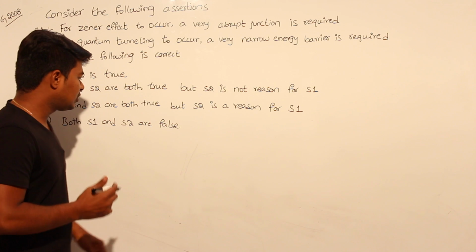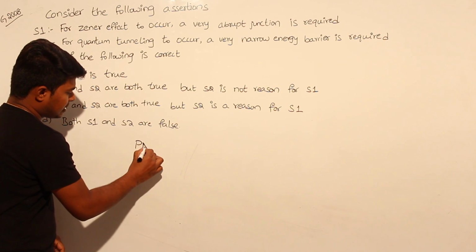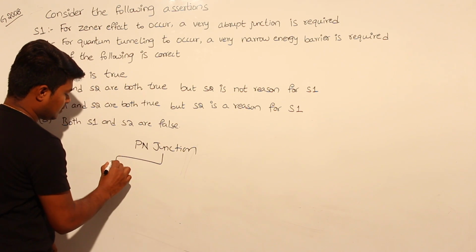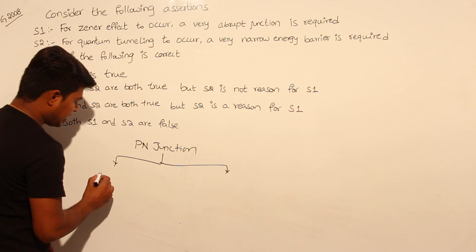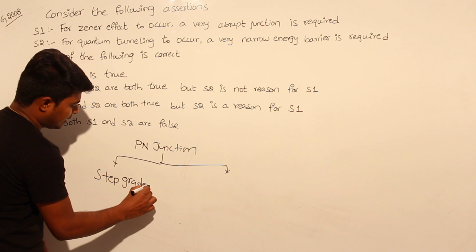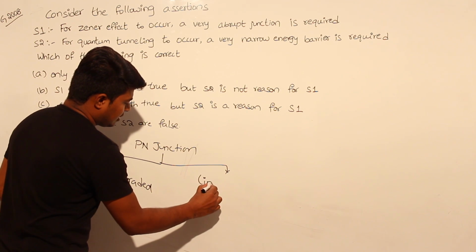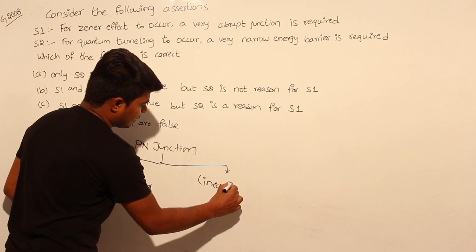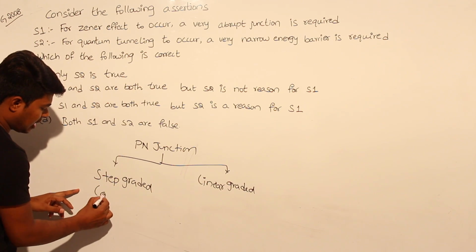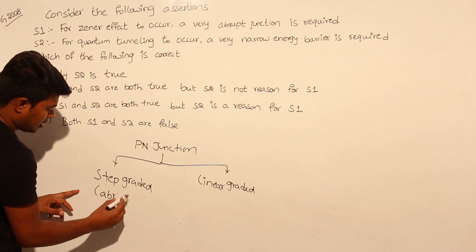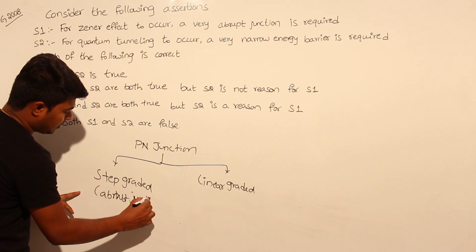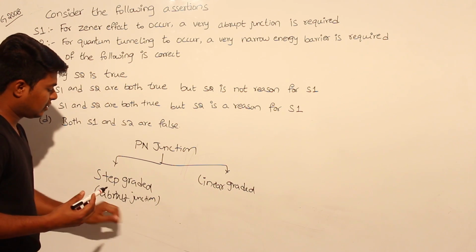Now coming to the PN junction, it will be basically two types. One is step graded, another one is linear graded. Now this step graded is also known as abrupt junction. Now the meaning of abrupt came from the following diagram.